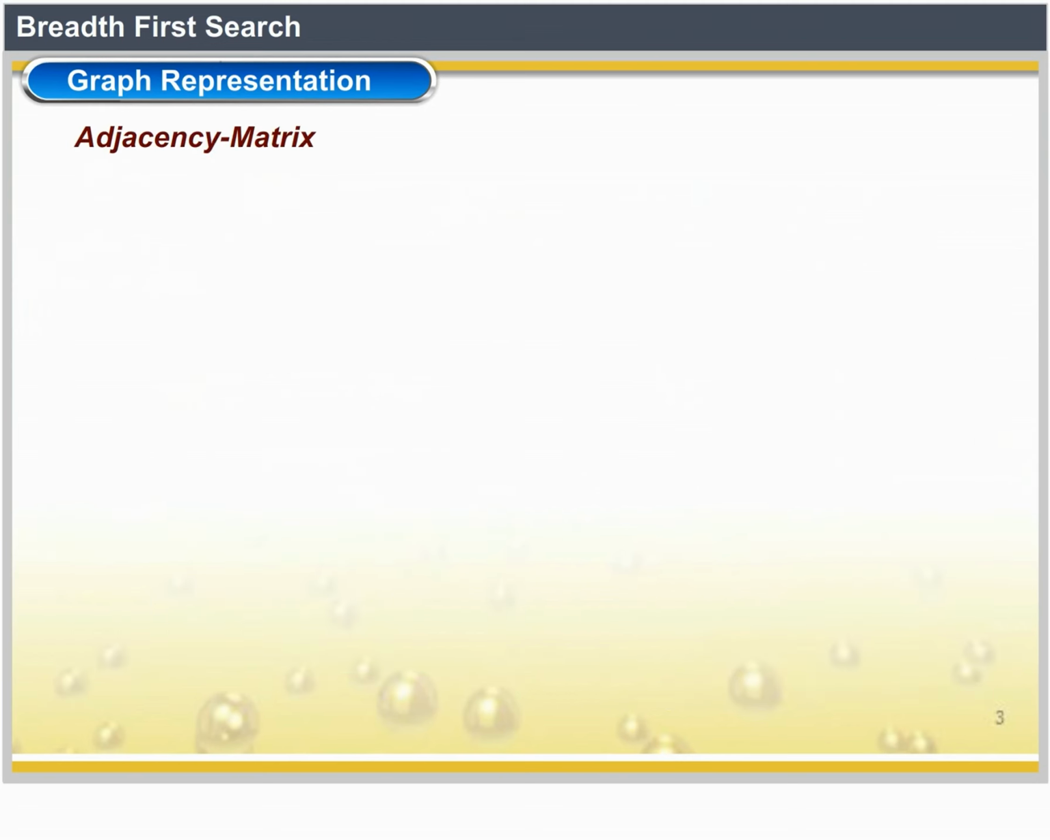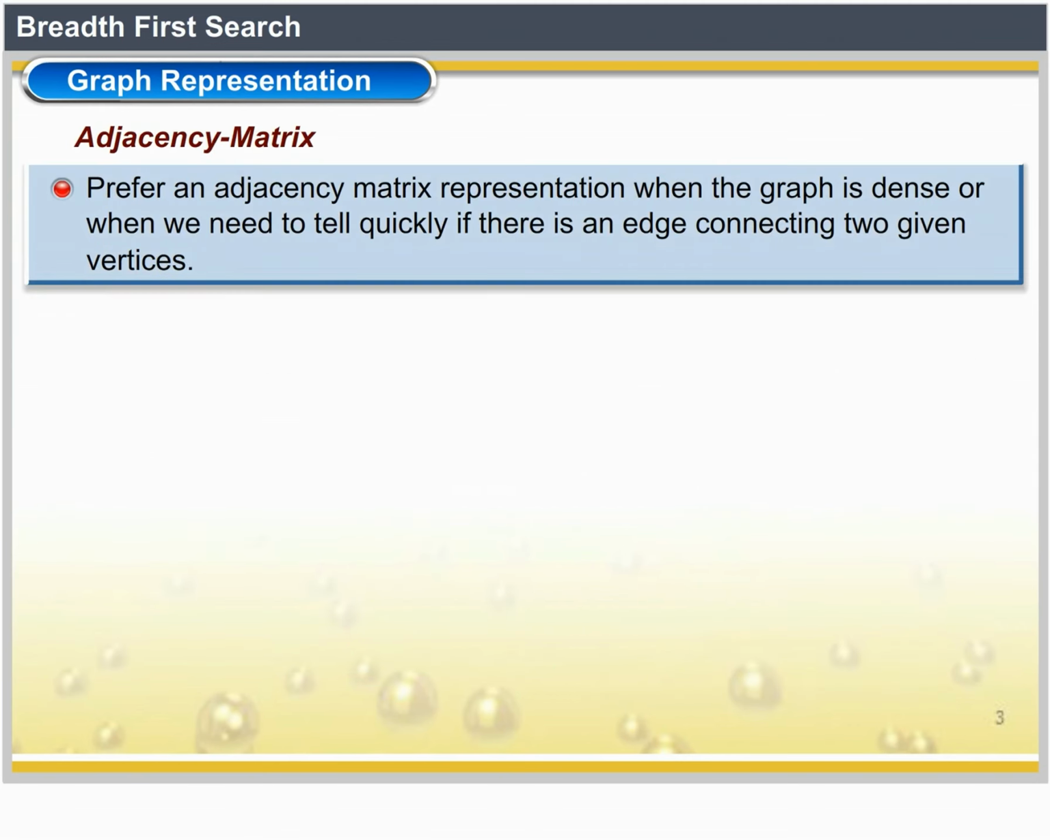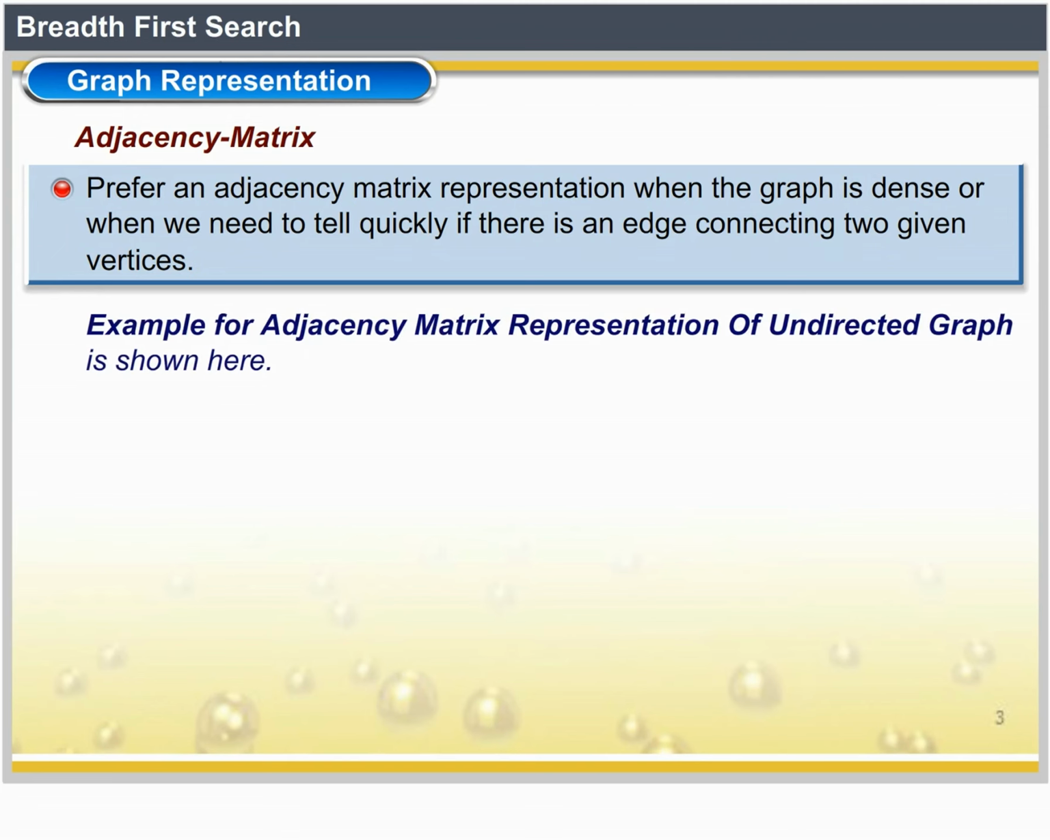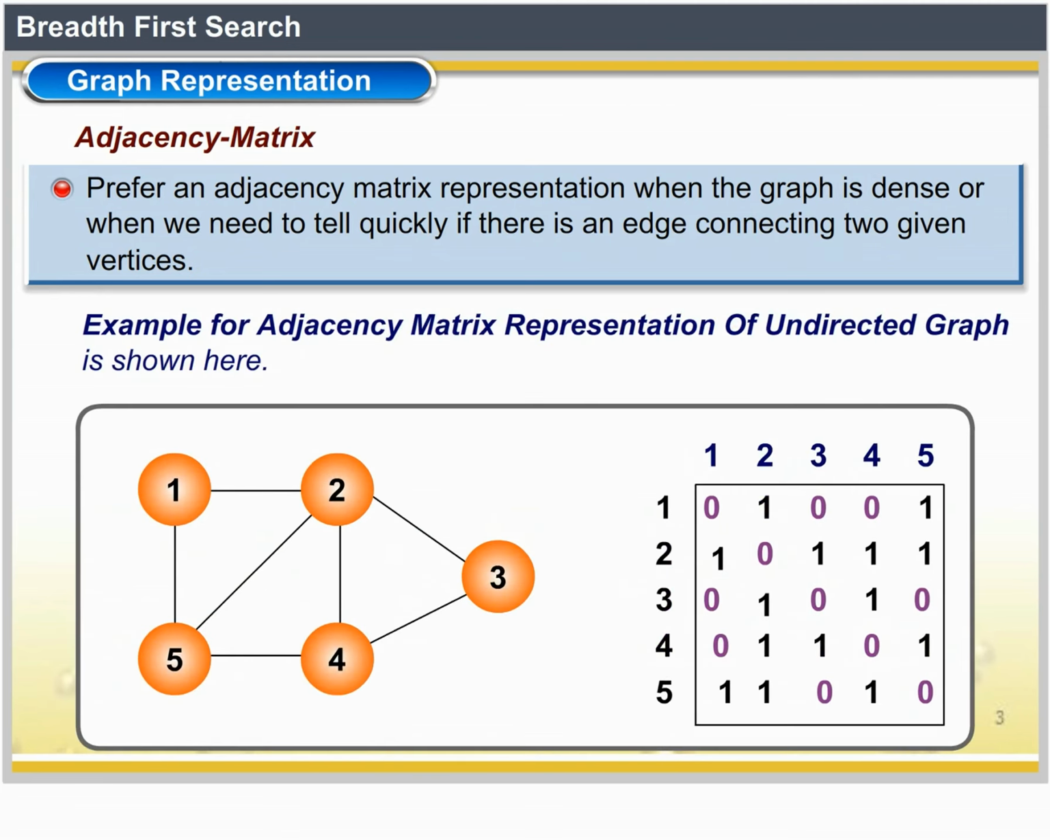Adjacency matrix. Prefer an adjacency matrix representation when the graph is dense, or when we need to tell quickly if there is an edge connecting two given vertices. Example for adjacency matrix representation of undirected graph is shown here.